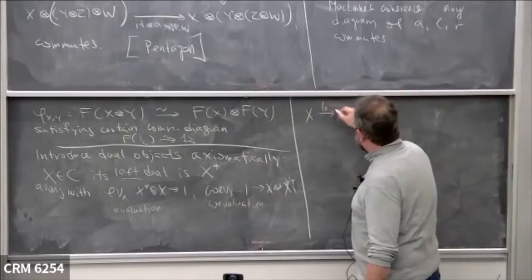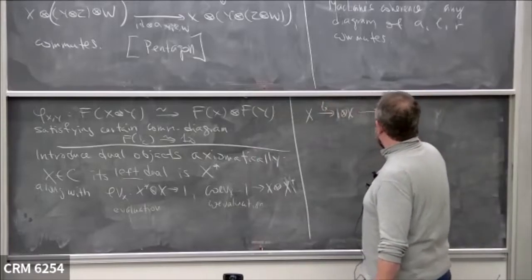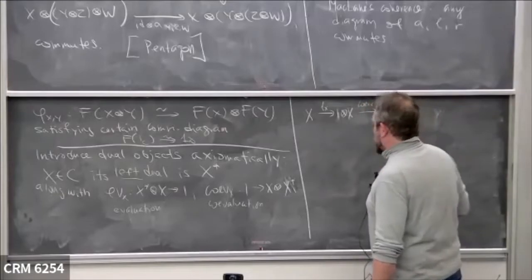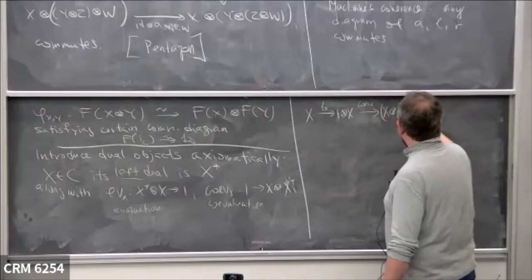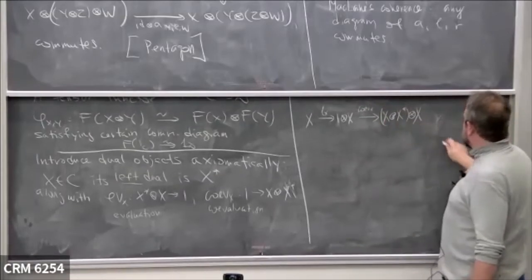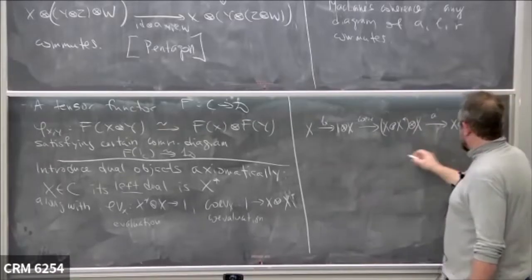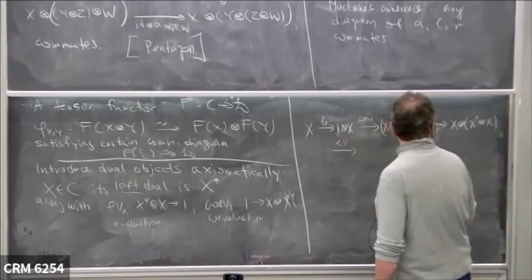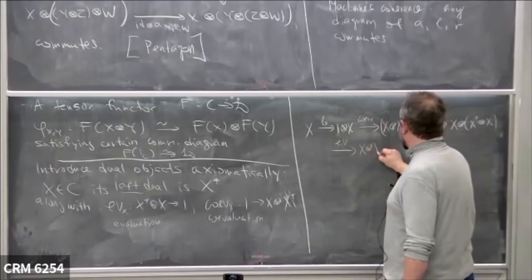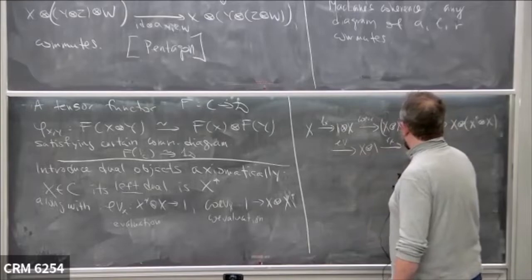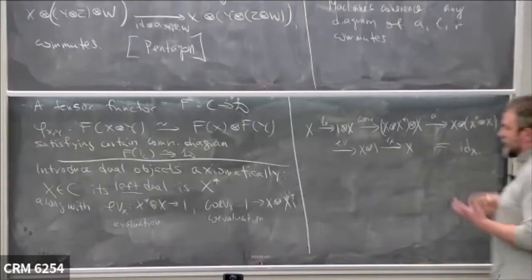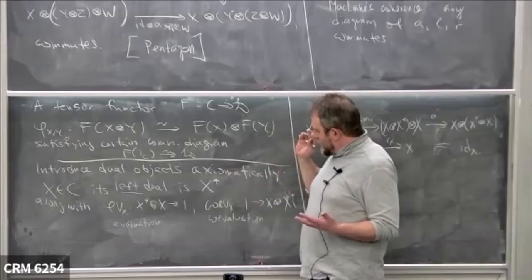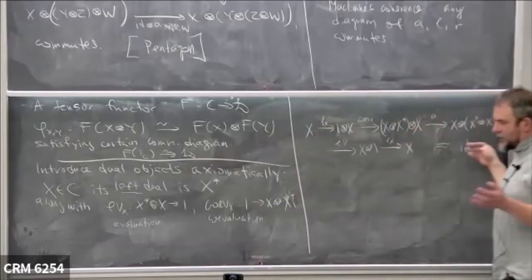So left was in the beginning. So it's 1 tensor X. Then we can apply co-evaluation, and it would go from here to here, and then we can use associativity, and then we can apply evaluation to get X tensor 1, and then the right constraint will give you back X. Okay, so now this is required to be identity. So the idea is this: we introduce this axiomatically. We define an object such that certain structures on it exist.